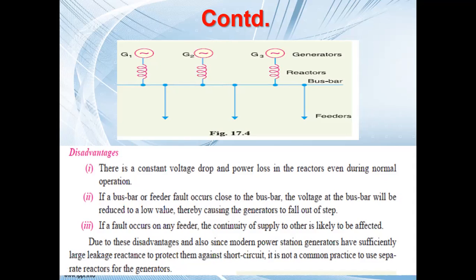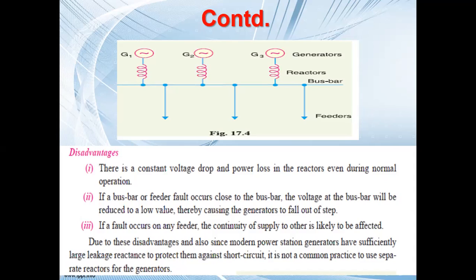Now, if a fault occurs on any feeder, the continuity of the supply of the others is likely to be affected. This is one of the reasons, because ultimately the generator is affected by this fault, and finally the generator has to shut down. So these are basically the disadvantages of the generator reactor, and due to these disadvantages, and also since modern power station generators have sufficiently large leakage reactance to protect them against short circuit, it is not common practice to use separate reactors for the generators.